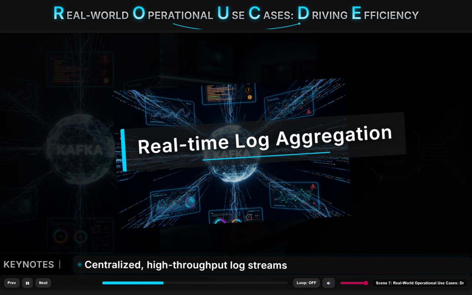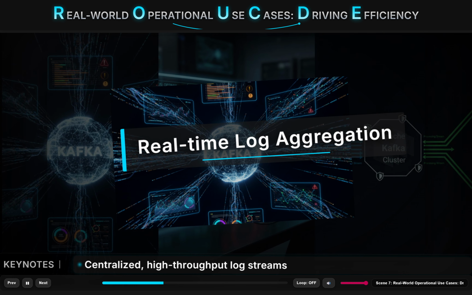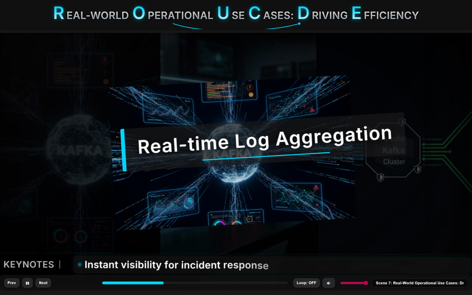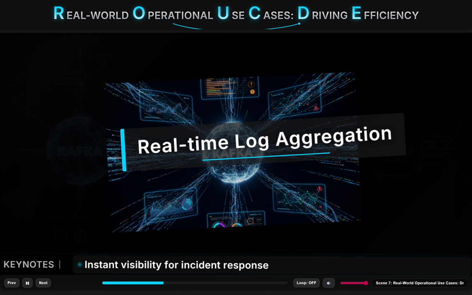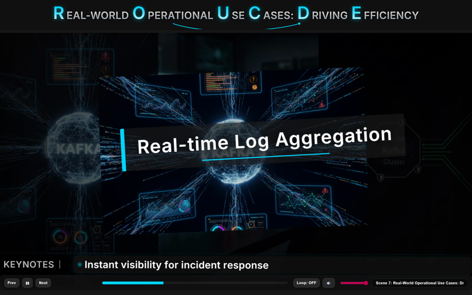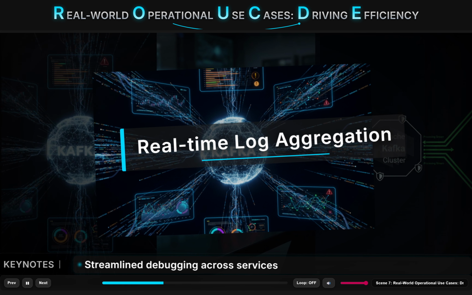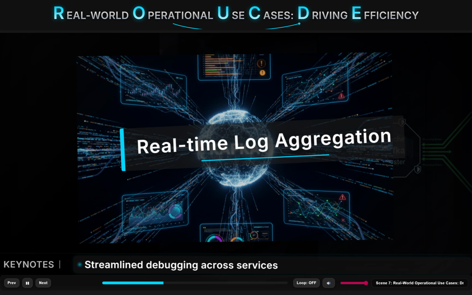First, let's talk about real-time log aggregation and analysis. If you've ever spent hours sifting through distributed logs, trying to pinpoint the root cause of an issue after the fact, you know the pain. Kafka centralizes these logs from countless services into a single, high-throughput stream. This isn't just about collecting data. It's about making it instantly actionable.